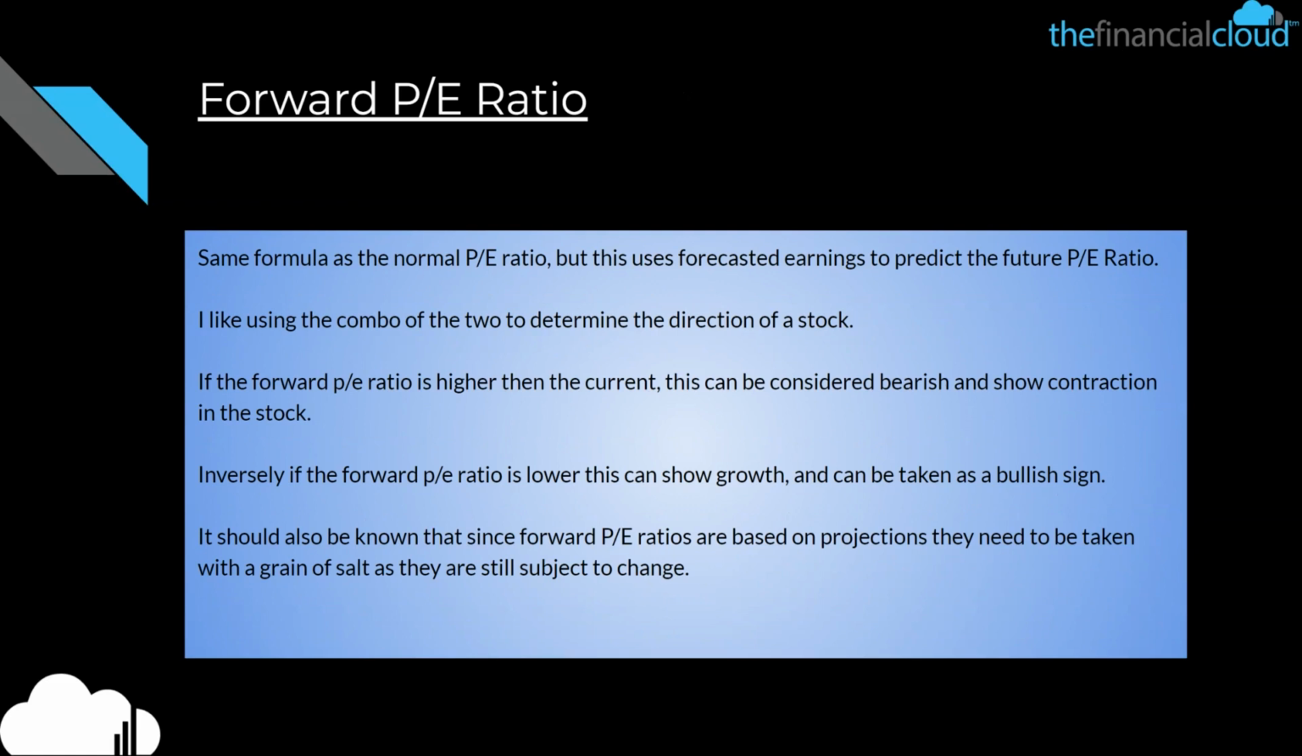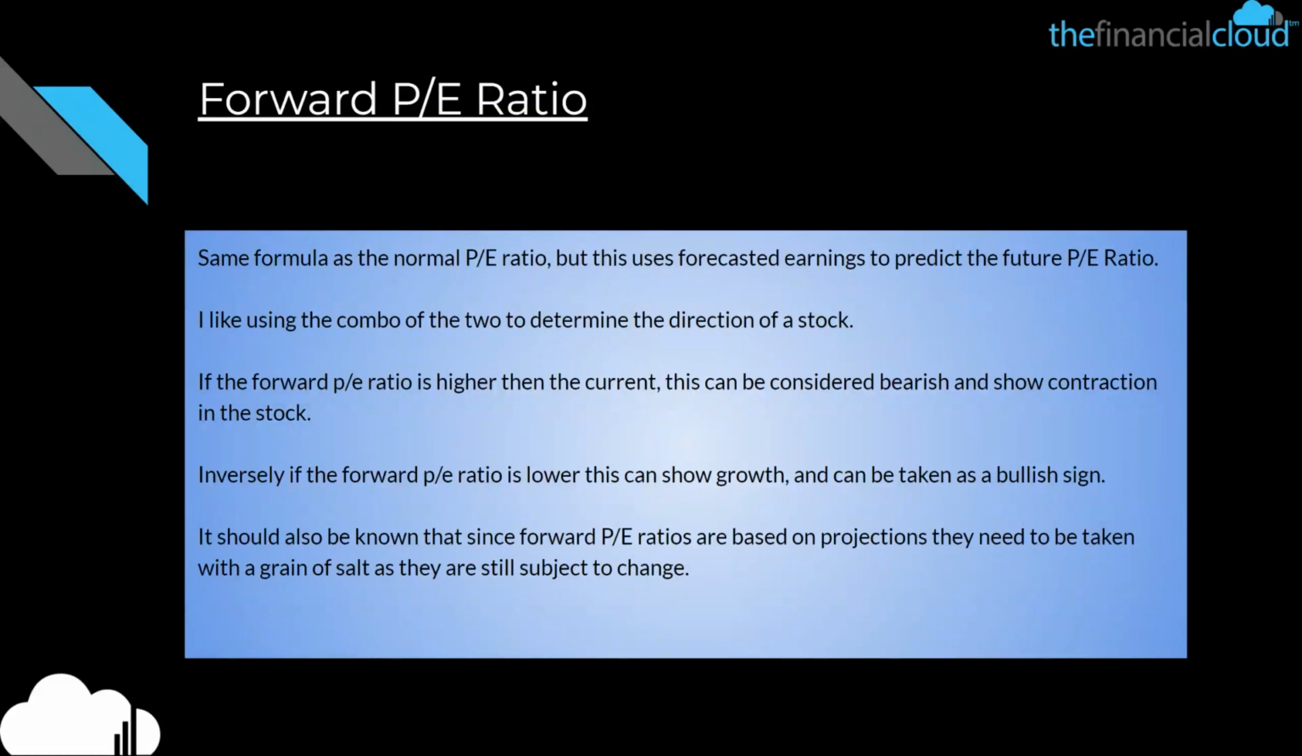So let's talk about the forward PE ratio. This can be combined with the normal PE ratio to help us determine whether a stock is overvalued or undervalued. So while the current PE ratio is calculated off of actual earnings that are reported, forward PE ratios are based on projections or guidance. So when a company offers guidance, this can be used to determine the forward PE ratio. And I like using the combination of the two because if you keep seeing the forward PE ratio higher than the normal PE ratio, this is a very bullish sign and can show a real change in growth, and that's how I like to buy off of the PE versus forward PE.